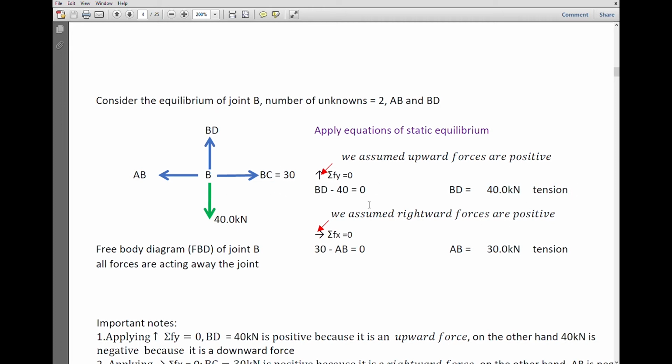Okay? So, dito naman sa pangalawang equation, ito. So, we can solve for AB. So, that is leftward. Kasi nga, yung BC rightward na. So, that is also equal to 30 kN. Since 30 kN is positive, that is under tension. Okay? Acting away from joint B.